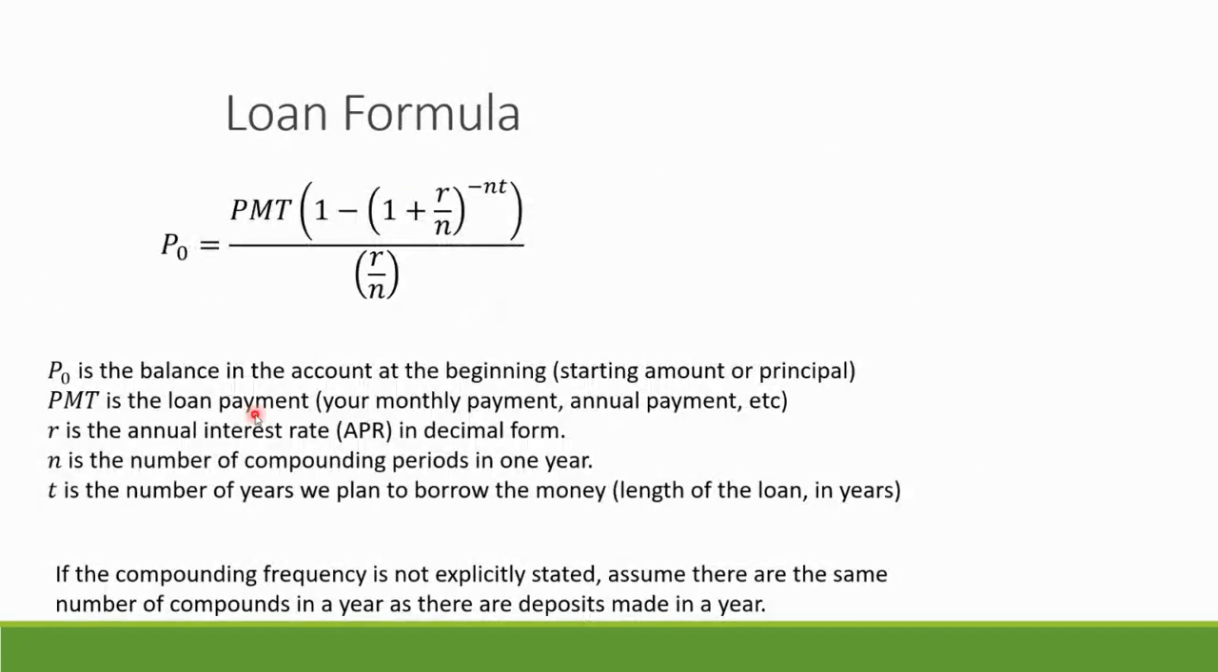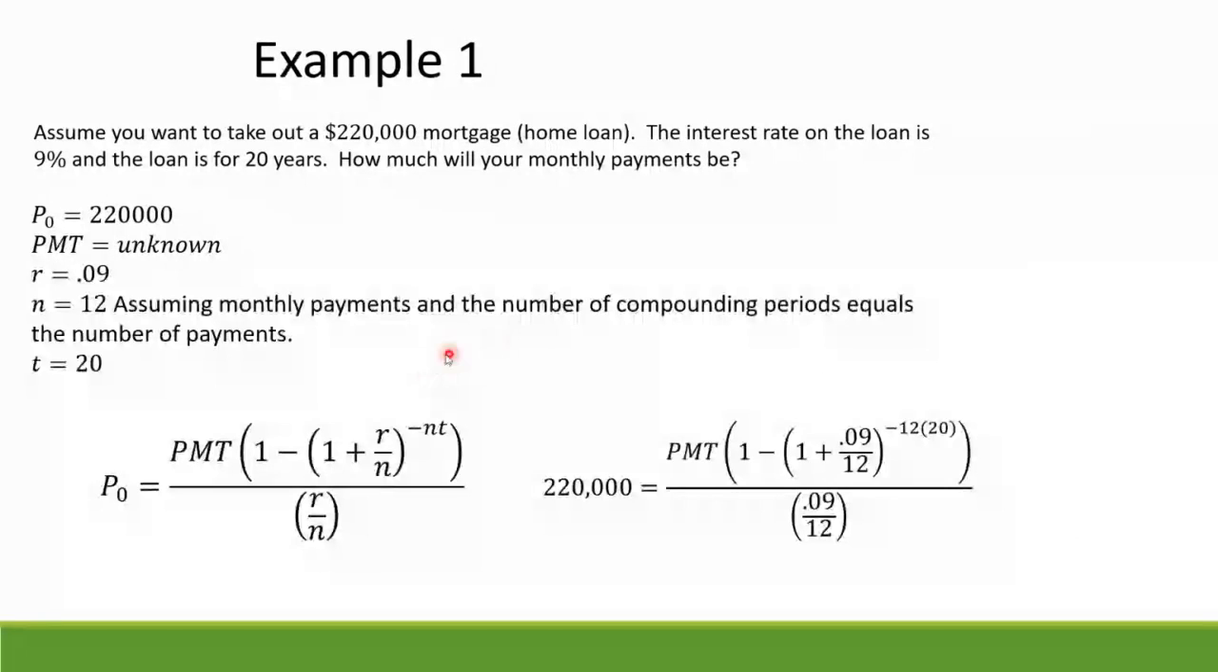Let me just say it again. P0 is the balance of the loan in the account at the beginning. I just wanted to mention that. Okay, so we have our formula. We plug it in, as you can see.